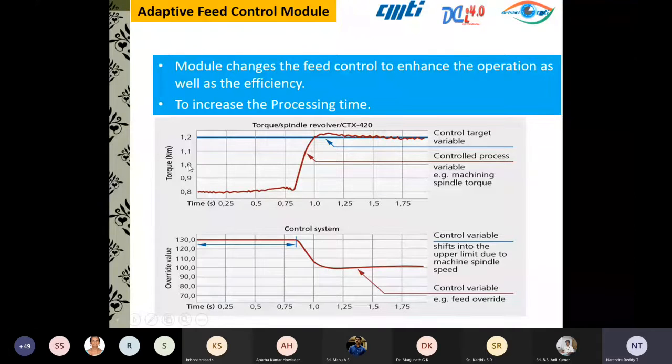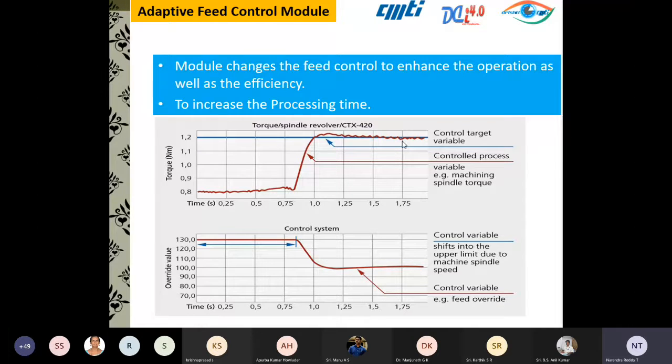Now here also you put the threshold as your torque. You put the limit: whenever the torque crosses 1.2, immediately the feed has to reduce. That is where you can see it detected here, it has crossed the threshold. So immediately the feed override value from 130 we brought it to 100. Now you are able to bring the torque down. That way you can continue to produce.